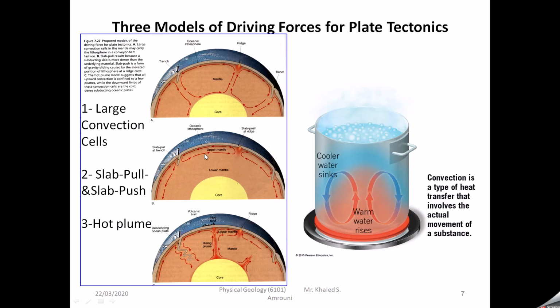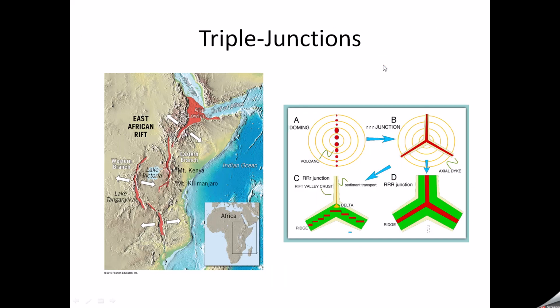Some other scientists said no, the convection cells are restricted to the upper mantle. Others said no, this happens through some areas called hot plumes coming from the mantle, but still spreading around as convection cells. So these are the three driving forces of plate tectonics. So how does the breakup, or the fragmentation, of the crust or the lithosphere happen?